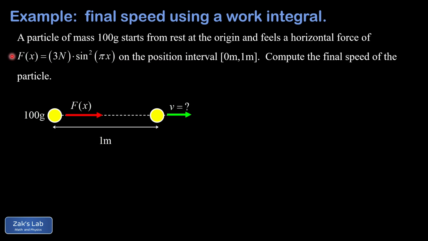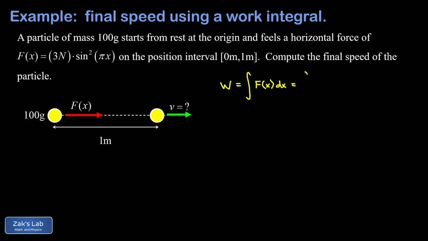But there's a bit of a complication because the force function is actually 3 newtons times sine squared of pi x. So it's a variable force, and that means we have to compute a work integral to find the total energy input into this particle. So to get the total work done here, we're going to integrate f of x dx. Now notice that I didn't even write a dot product in there because the dot product is trivial. The force vector points in exactly the same direction as the displacement increments, so I just get the magnitude of the force, f of x, multiplied by dx.